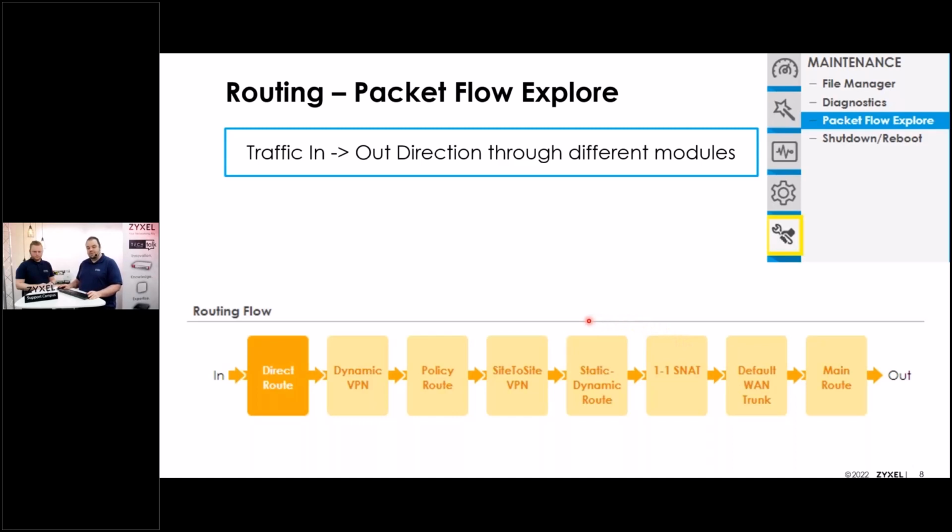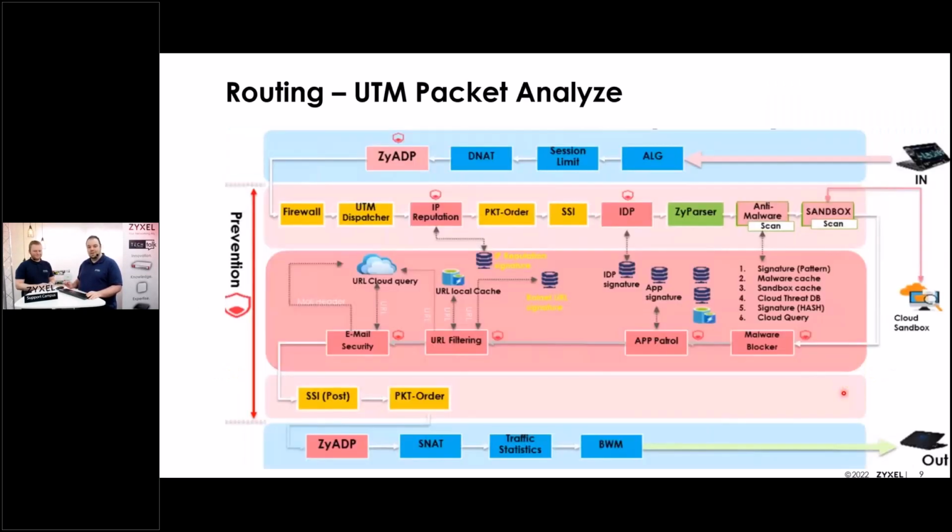Also, in case you have UTM features like sandboxing, IDP, we have a lot of them. All this UTM traffic is also going through this routing flow, but a little bit more detailed. I will shock you a bit now, but this is how it looks. Just as an example, so you see once how a packet will go through our firewall and how many different steps it has.